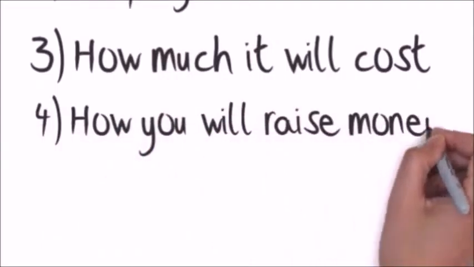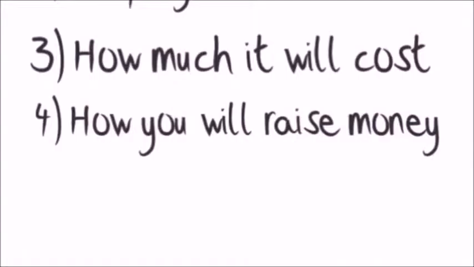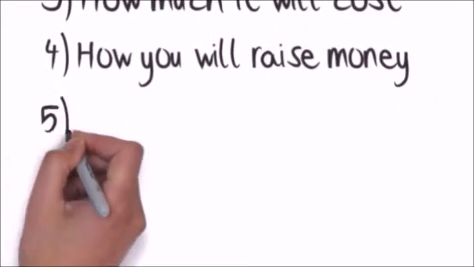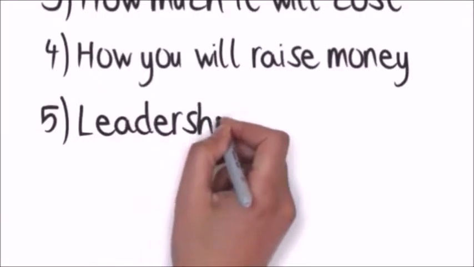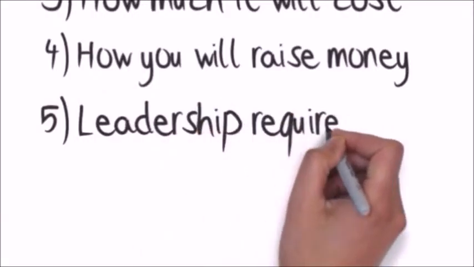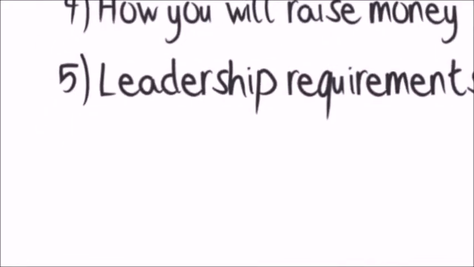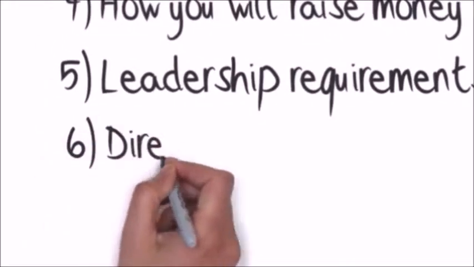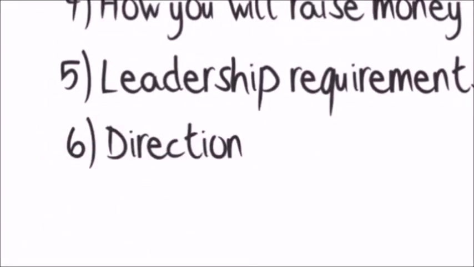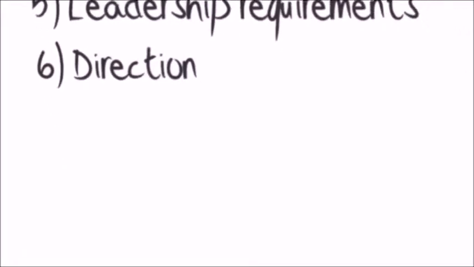Number five, you need to explain what kind of leadership you need for the company. As I said earlier, you're the entrepreneur. You're most likely not the business person. You need to explain what kind of people you need for your company. Number six is you need to explain the direction you want the business to take.